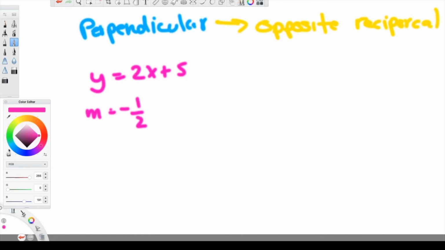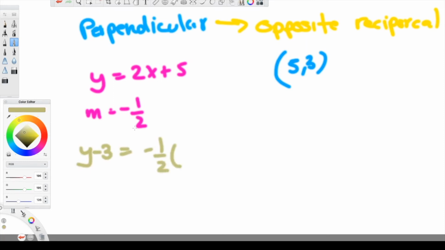Okay? So now, what if they are giving us a point again? And let's say I'm going to do the same point, (5, 3). Then again, we're going to do the same thing like we did for parallel and plug it into the point slope form. So y minus 3 equal to negative 1/2, which is our slope, opposite reciprocal, times x minus 5. Okay? And then we're going to solve it.